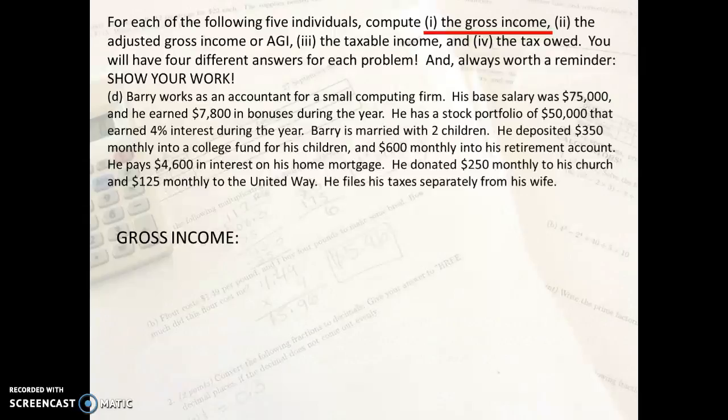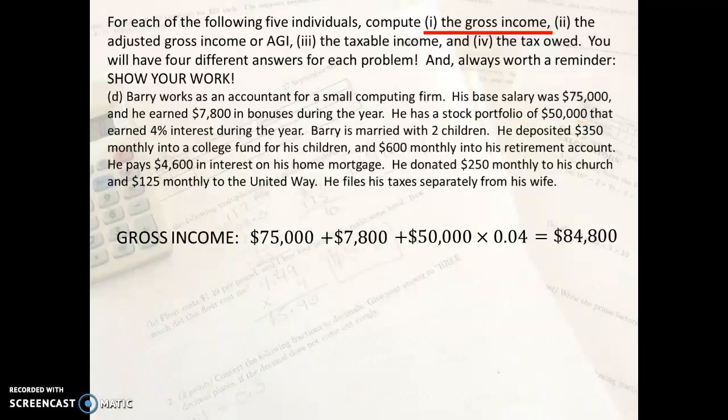First step: gross income, all the money that comes in. Well, I see a salary, $75,000. I see bonuses coming in. I see a stock portfolio. Carefully, he doesn't get $50,000. $50,000 is sitting in some stock account somewhere else. He's getting 4% interest, so you're just doing that calculation. Thank you, calculator. So that is the gross income, all the money that comes in.